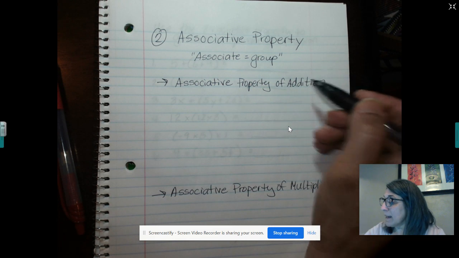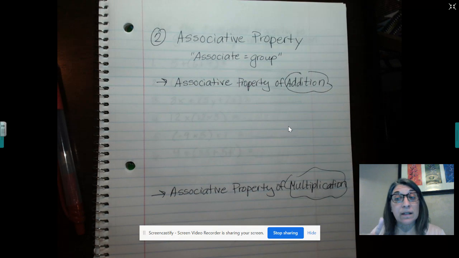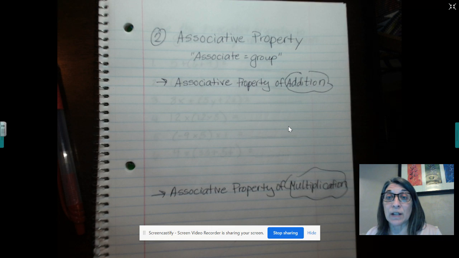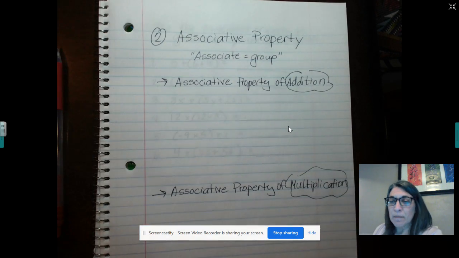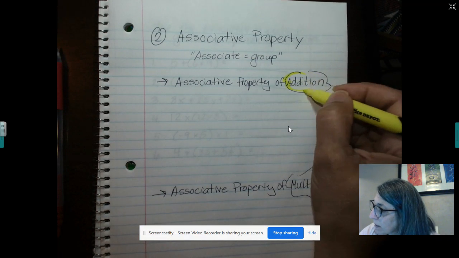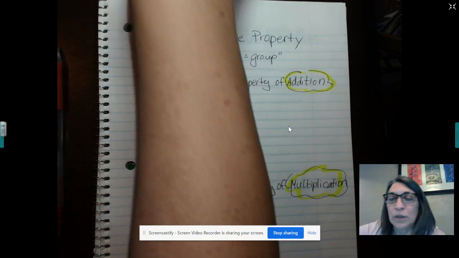So there's two again. It's addition and multiplication. Again, it does not work for subtraction, does not work for division. Both the commutative and the associative property only apply to addition and multiplication. So highlight that, star it, do whatever you need to do to make your journal pretty. I don't have all my fun markers. I need to do that. But you might want to really make sure that you know that it's just for those two.